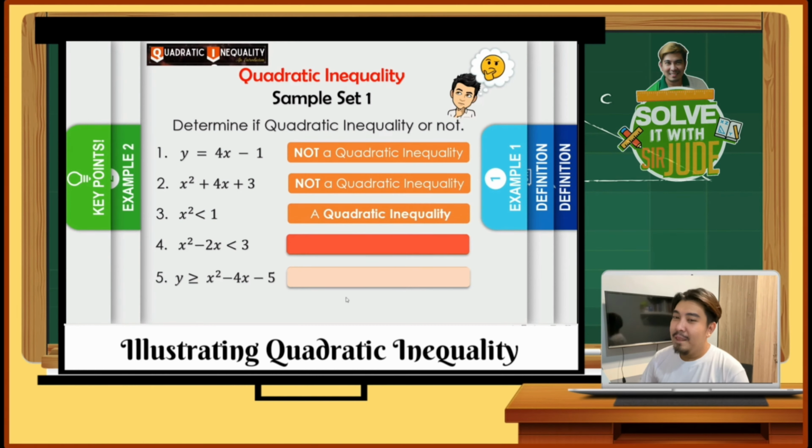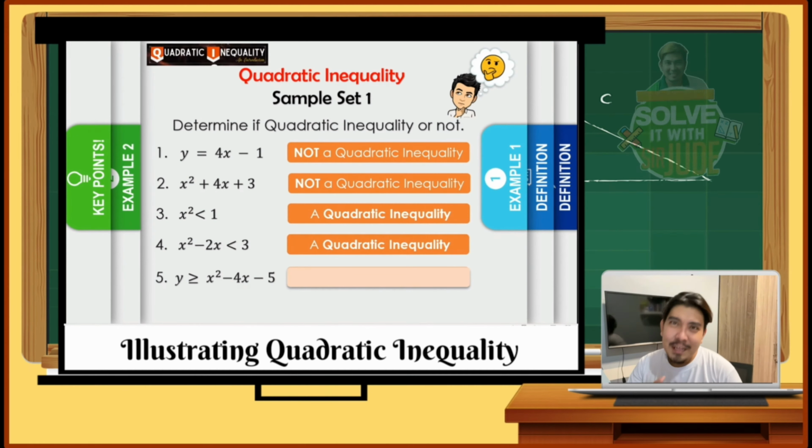Next, number 4. We are given with x squared minus 2x is less than 3. First condition. May quadratic term ba siya? Meron. Ang quadratic term ay x squared. Next, number 2 condition. May inequality symbol ba siya? Meron din. Very good. So therefore, si number 4 ay isang example of a quadratic inequality.